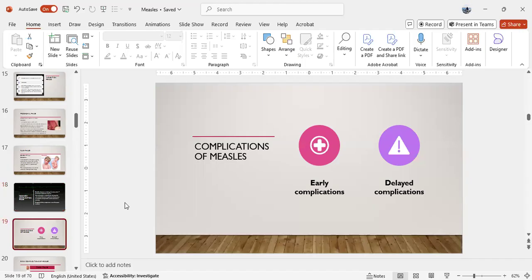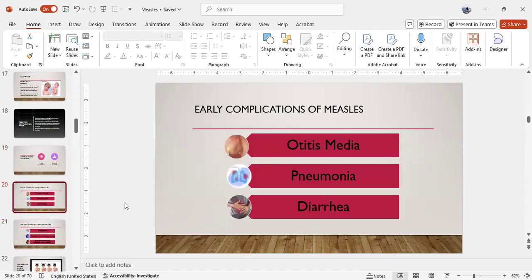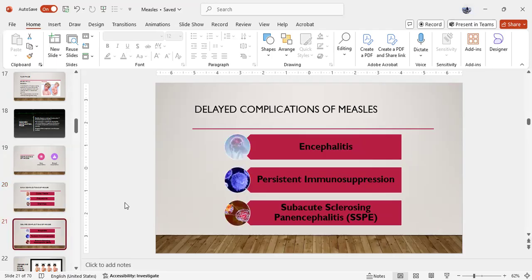Now, complications of measles. There might be some early complications or delayed complications. Among early complications, we have otitis media, pneumonia, diarrhea. In delayed or late complications of measles, we have encephalitis, persistent immunosuppression, and subacute sclerosing panencephalitis.